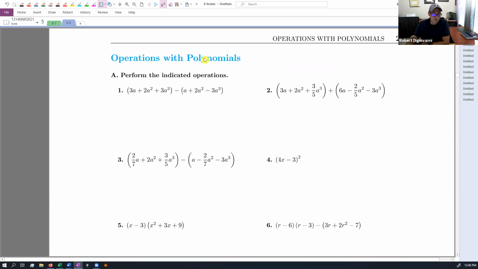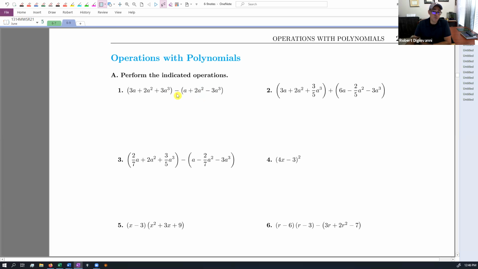When it comes to polynomials, you first have to know what a polynomial is before you can talk about doing anything with them. So in general, a polynomial is just an expression that has variables like x or a or b or r, whatever it is, and those variables are raised to different powers. So for example, we have 3a, that a is raised to the first power, plus 2a squared plus 3a cubed, and then we're subtracting from it a plus 2a squared minus 3a cubed. So these are all polynomials. Everything in this parenthesis is a polynomial, that's a polynomial.